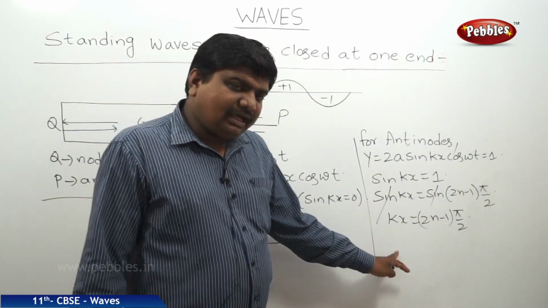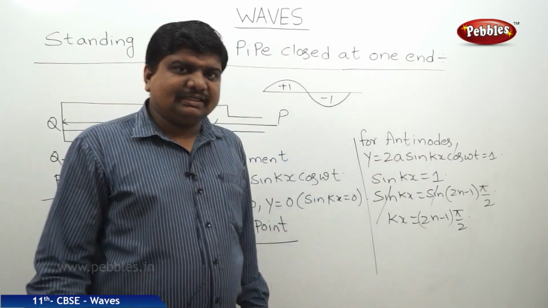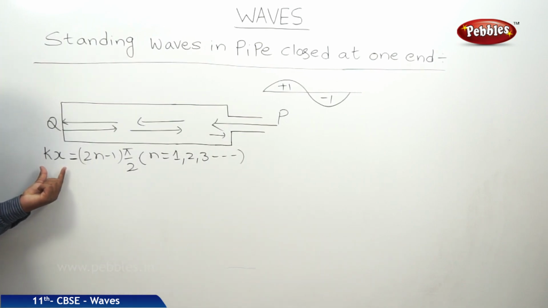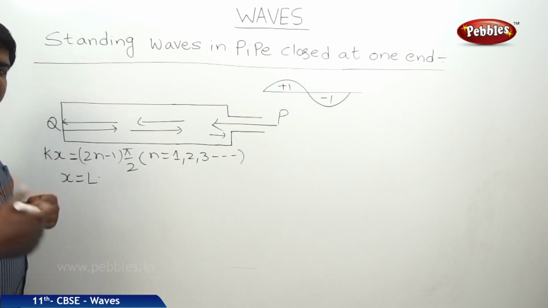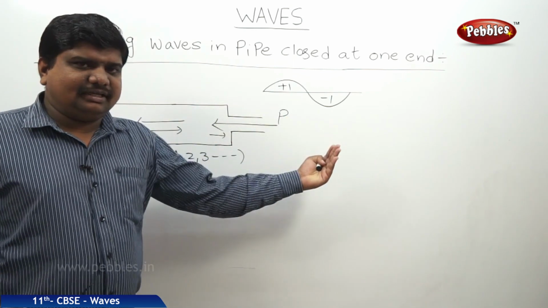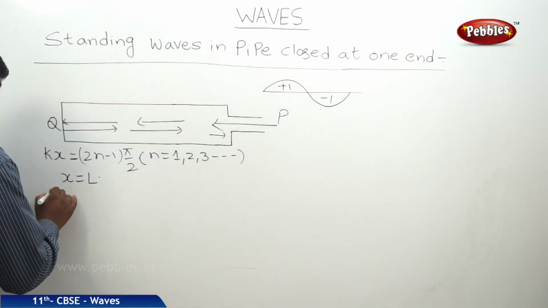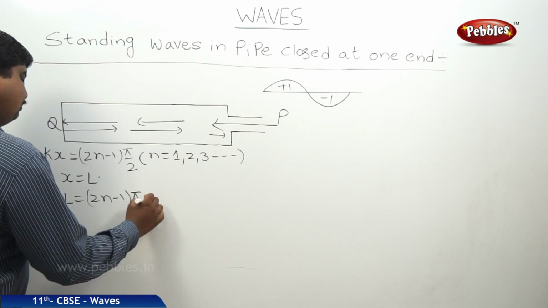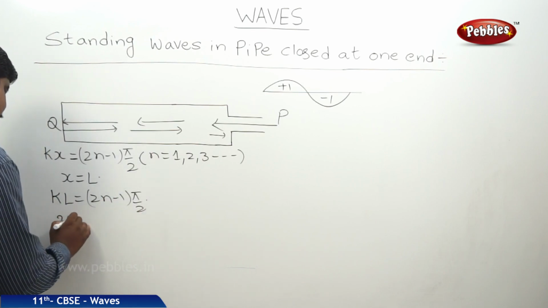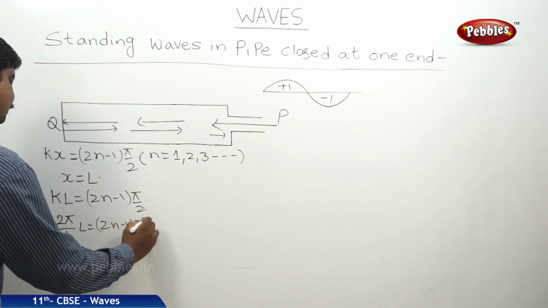Now we should solve these k values and n values to find the number of modes of vibrations and their corresponding frequencies. So therefore, we got the final equation kx is equal to (2n minus 1) into pi by 2. If the length of the string is x is equal to L, because the displacement of the wave is along the length of the string, so it won't cross the length of the string. That's why we can substitute x is equal to L. Therefore, kL is equal to (2n minus 1) into pi by 2. We know that k is equal to 2 pi by lambda, into L is equal to (2n minus 1) into pi by 2.